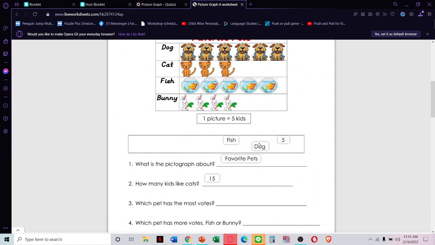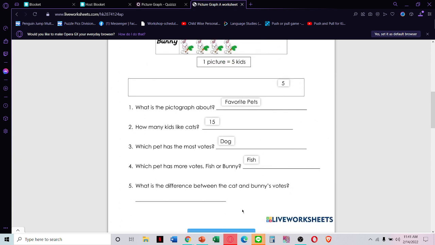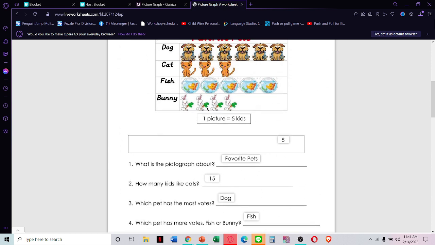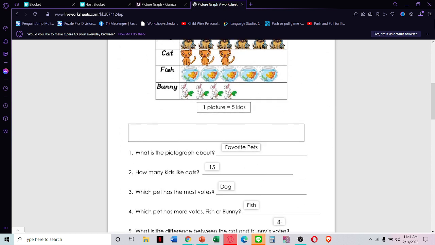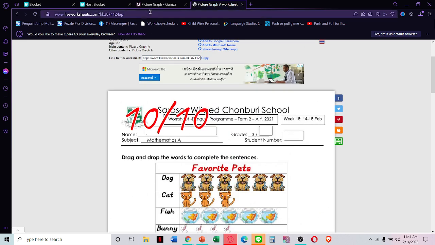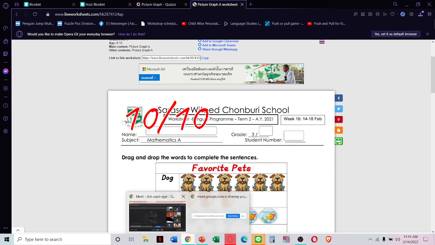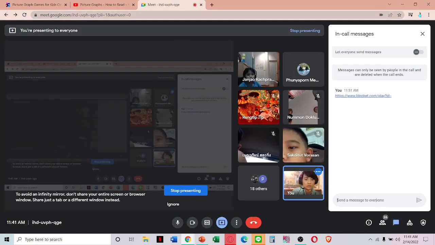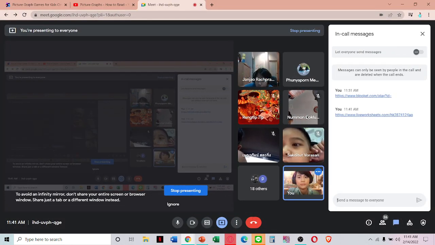Dog. Which pet has more votes, fish or bunny? Fish. And what is the difference between the cat and the bunny's votes? 5. And finish. There's the link.